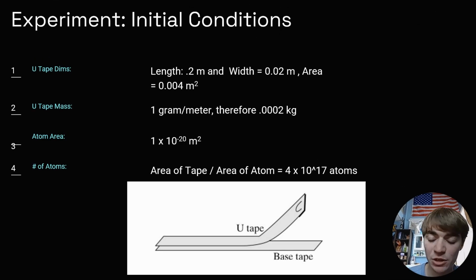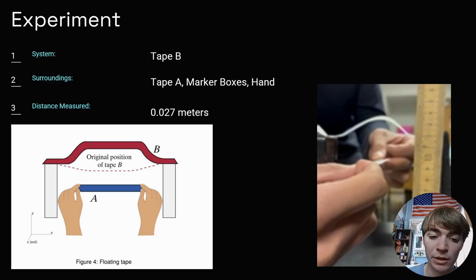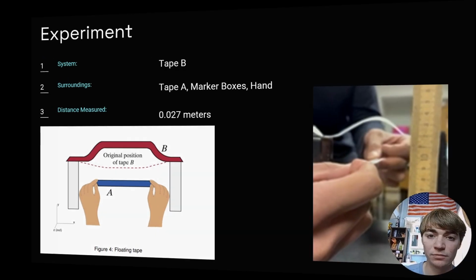So we have the same initial conditions as the first lab, with the length of the tape being 0.2 meters, the width being 0.02 meters, and the tape mass being 0.002 kilograms. The experiment is the same, with tape B being the system and tape A, the marker boxes, and the hands being the surroundings, and the measured distance being 0.027 meters between them when we notice the force being applied.